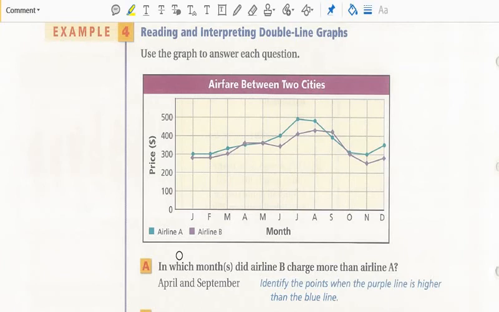So I'm going to look here. January, February, March, April, it's the greatest. May, same. June, less than. July, less than. August, less than. September, more than. October, almost the same. November, less than. December, less than. So which 2 months do I have from the diagram? It's April and September.